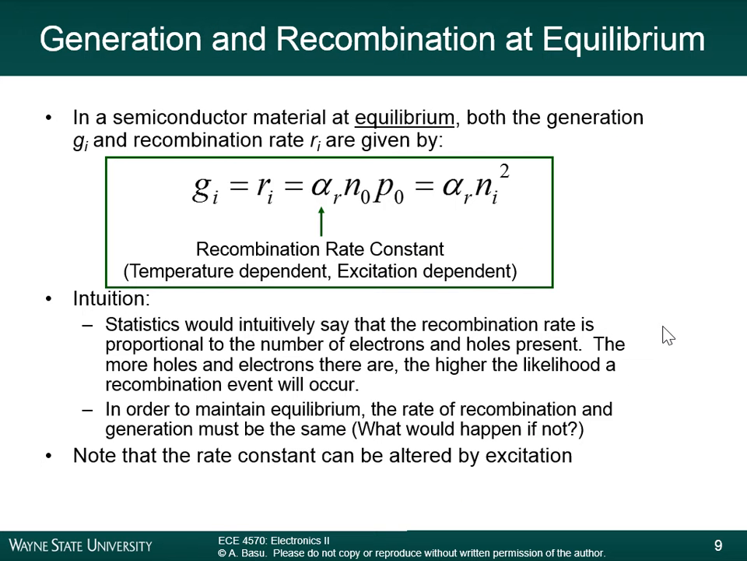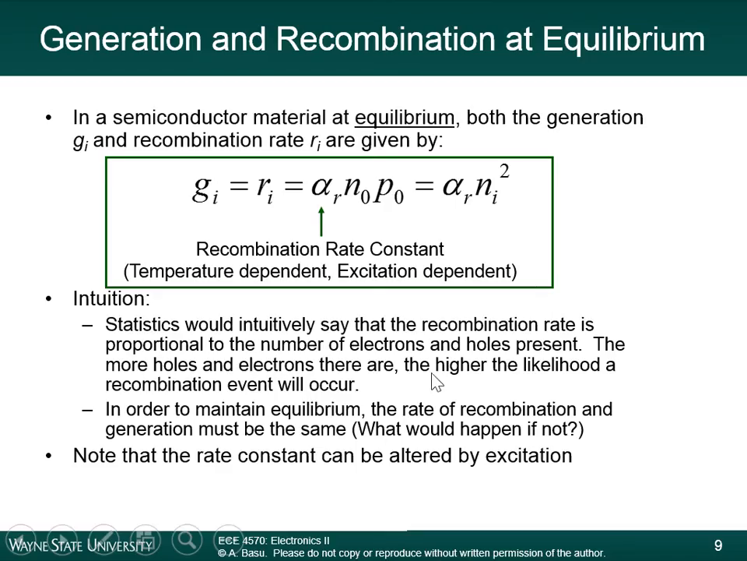At equilibrium, the generation rate and the recombination rate are the same. What we talked about last time is that these two processes are equal to each other at equilibrium, and they are equal to alpha r times ni squared, which is alpha r times n0 times p0, the electron concentration times the hole concentration.